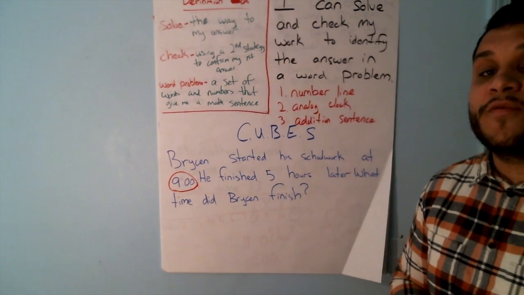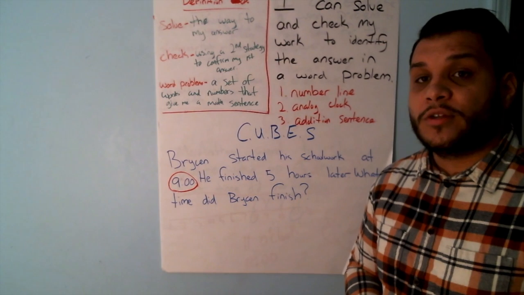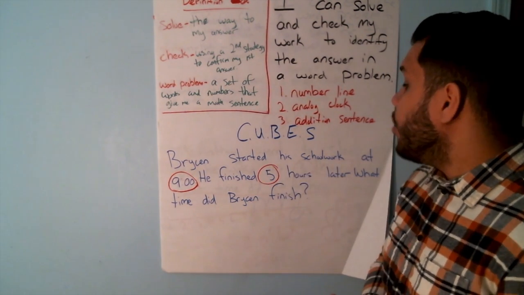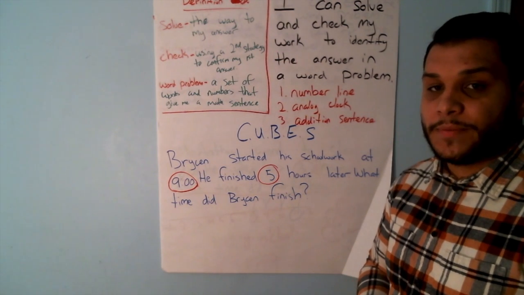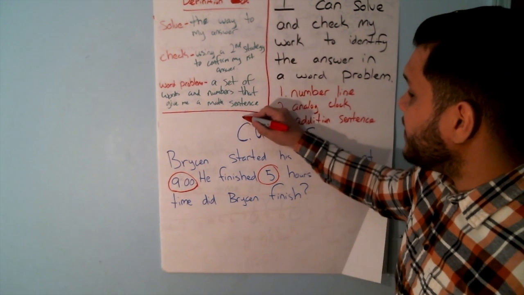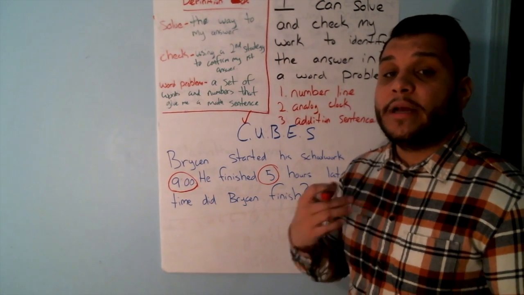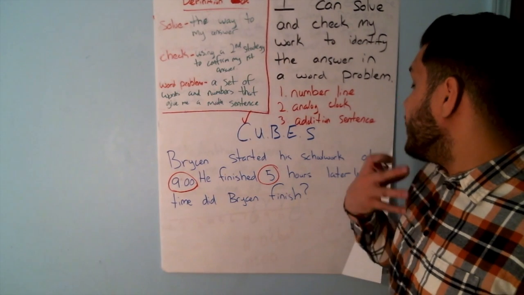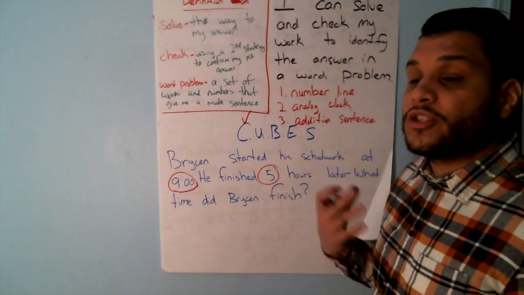He finished 5 hours later. Do we have another key number there? Perfect, 5. What time did Bryson finish? Did I finish my C? Yes. U is underline the question. So I'm going to look for a question word and a question mark.